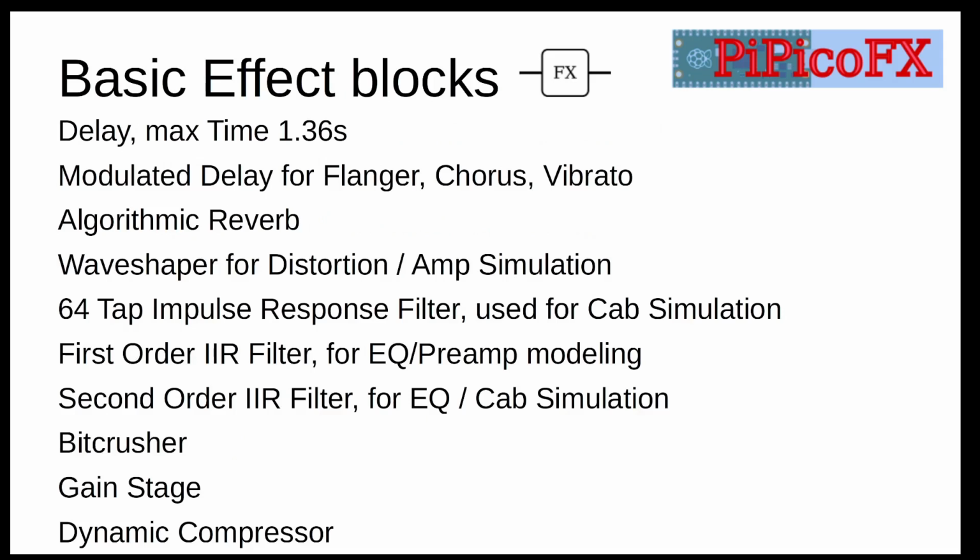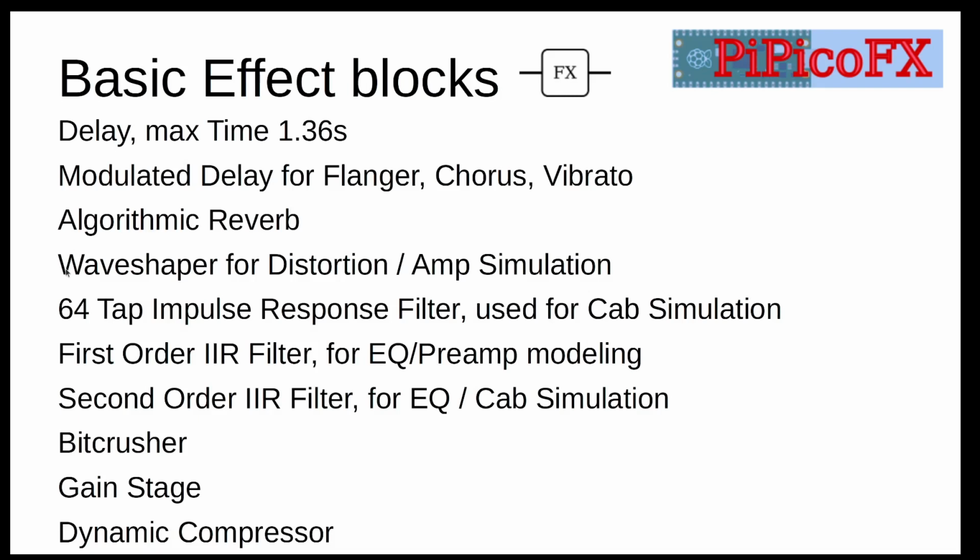What are the basic effect blocks I implemented? I think probably the most simple one is the delay with a maximum delay time of 1.36 seconds. That's due to the limitation of the available RAM on the effects chip, and the microprocessor on a Raspberry Pi Pico has quite a lot of RAM. I can use half of it, more or less, which gives you a maximum delay time a bit more than a second. It also has a modulated delay for flanger, chorus and vibrato effects, and an algorithmic reverb, a so-called Schroeder reverb.